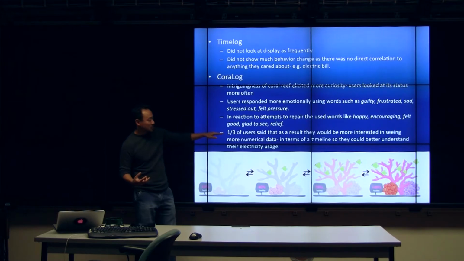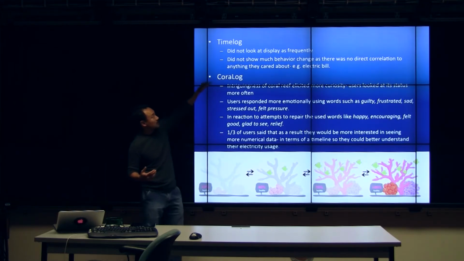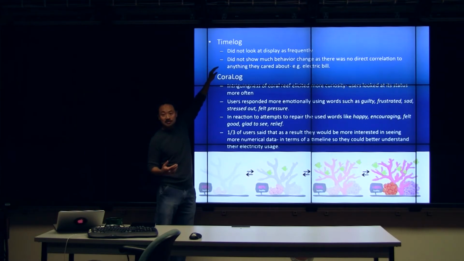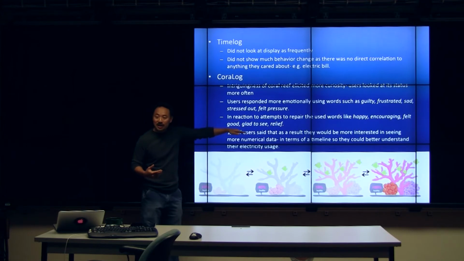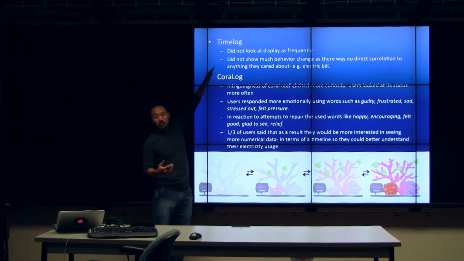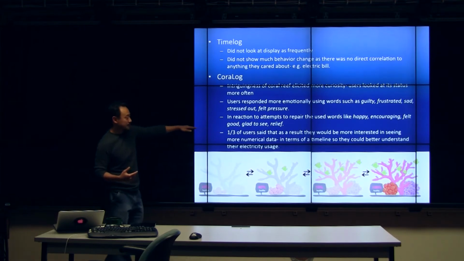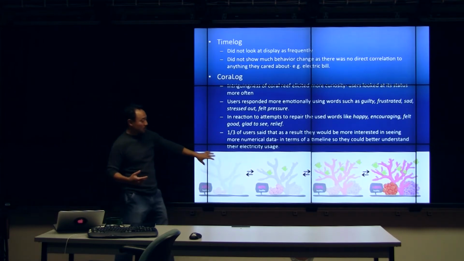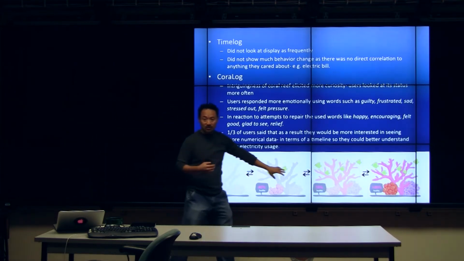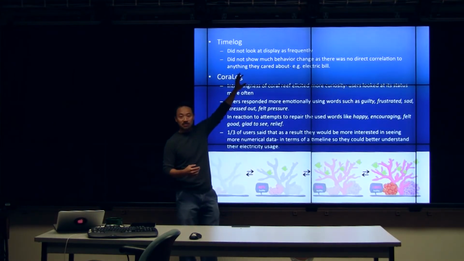So a third of the users said that as a result of this, they would be more interested in looking at the numerical data in the time log. Right? So this is like an initial trigger to get them to be more numerically oriented, even though they weren't initially. Okay? And basically, people had a more emotional connection to this than to the bar chart. Okay?